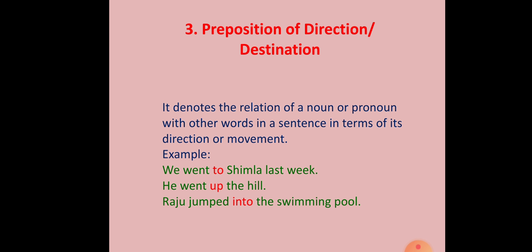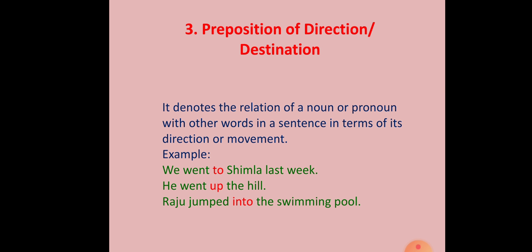Number 3 is preposition of direction, destination. It denotes the relation of a noun or pronoun with other words in a sentence in terms of its direction or movement. You can see through the example: we went to Shimla last week. In this sentence, to is a preposition which is showing the relation of Shimla with the verb went. So we went to Shimla last week.